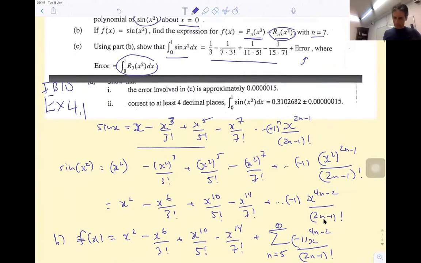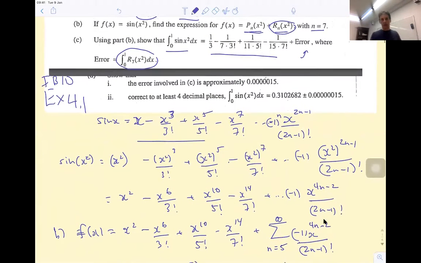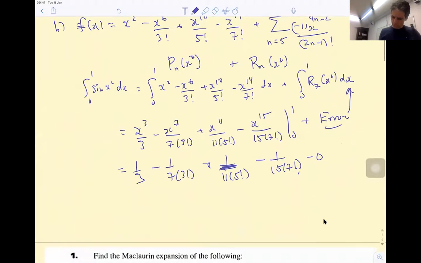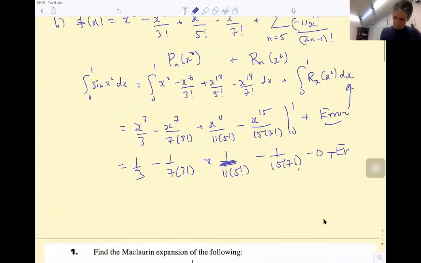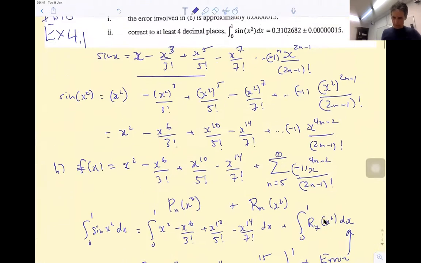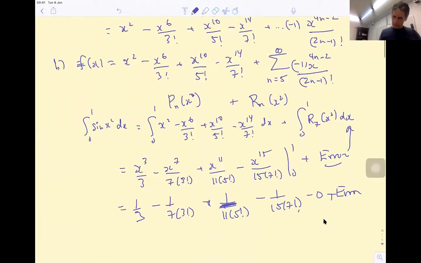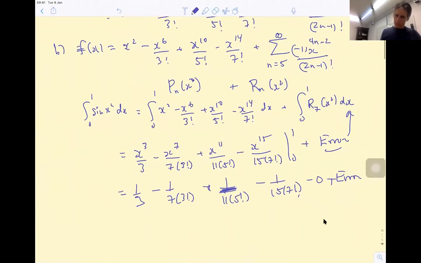And is that what they want us to show? Yes. There you go. There you have it. Plus the error. And we've already identified the error here as the definite integral between 0 and 1 of R7 x squared. Okay, so that's part C.